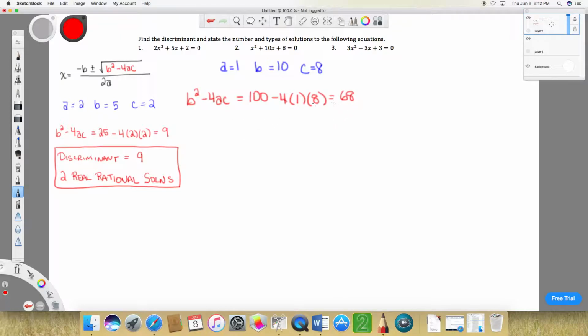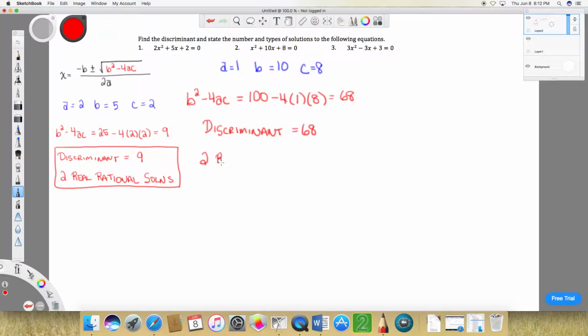Now, the 68 is positive, so it is going to be real solutions like the previous one, but see, the last one was 9, and that was a perfect square. 68 is not a perfect square, so therefore we're going to have irrational solutions. So we found the discriminant to be 68. 68 is not a perfect square.